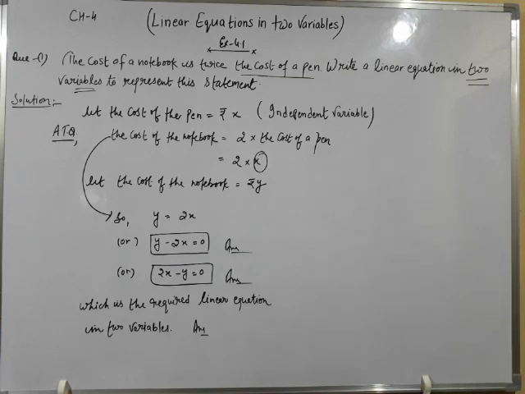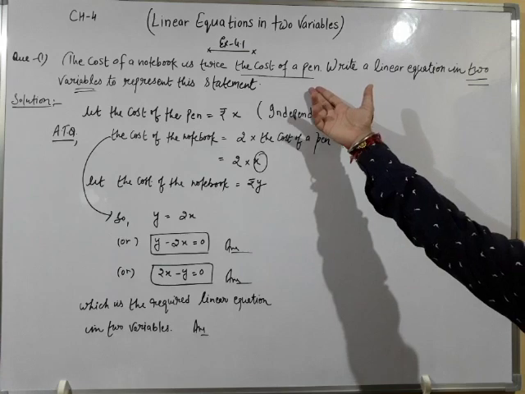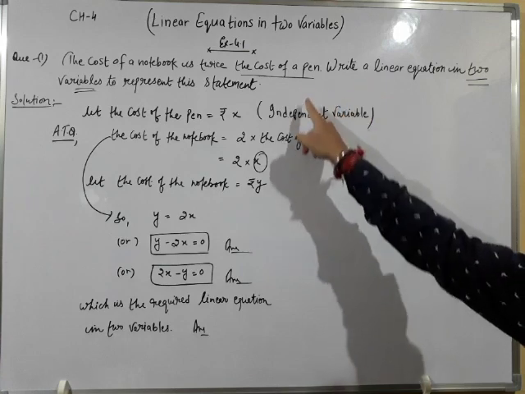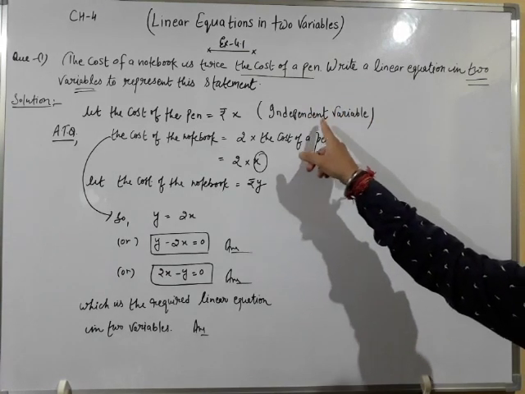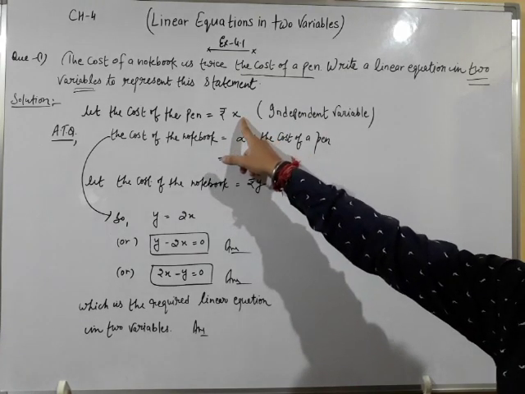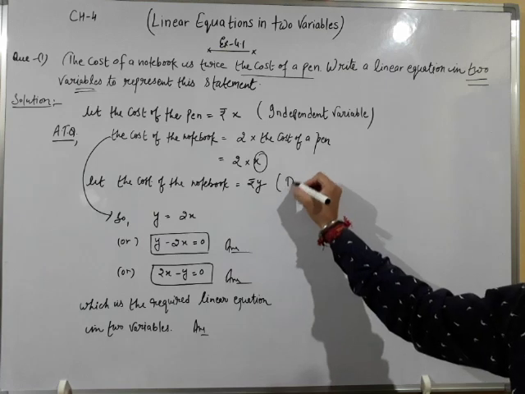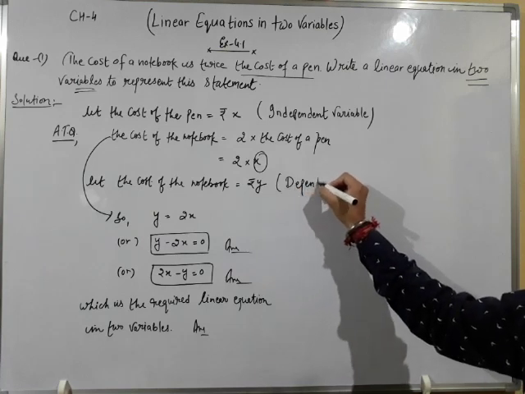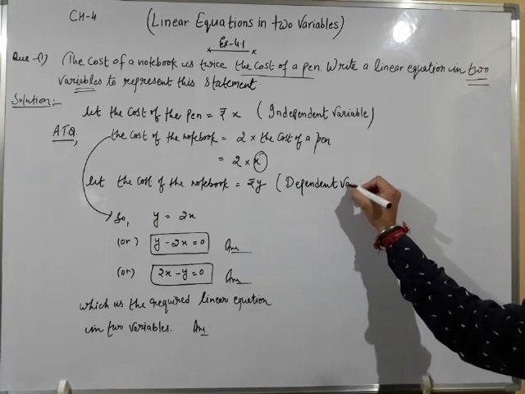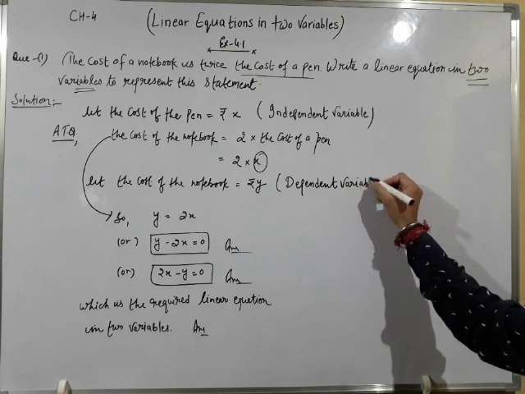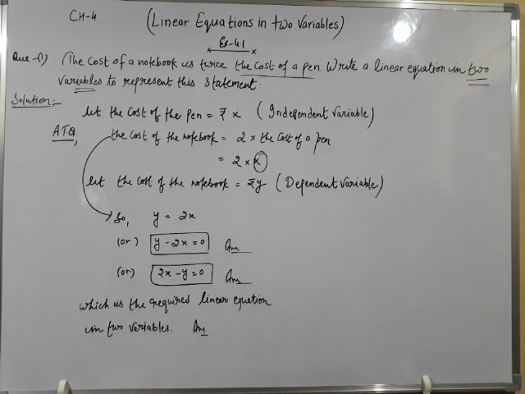What we have done is we started the solution of this question with the help of the independent variable, and with the help of this independent variable we generated the dependent variable, and hence we generated the relation between the dependent variable and the independent variable. Now we will start question number 2.